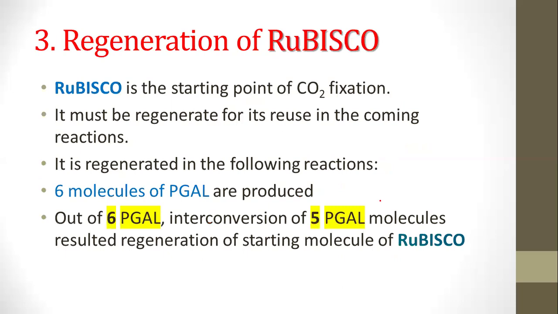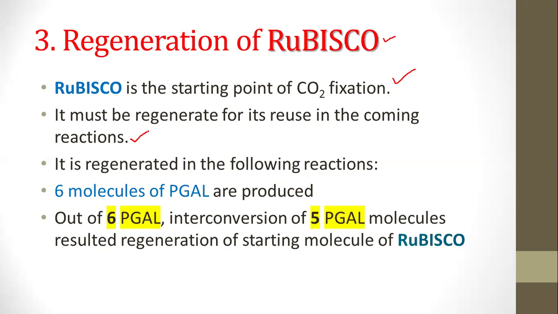Then the third step is the regeneration of the Rubisco. The regeneration of the Rubisco is a very important step because the Rubisco molecule is utilized at the starting point of the carbon dioxide fixation. Then it needs to be resynthesized because its concentration needs to be maintained within the cell. Rubisco is the starting point of the carbon dioxide fixation. It must be regenerated for its reuse in the coming reactions.